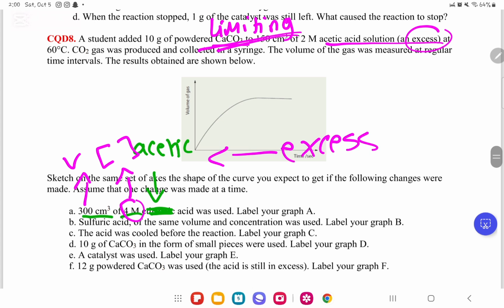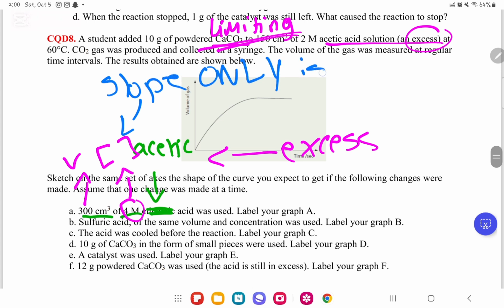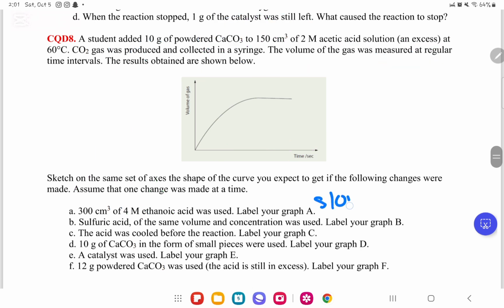So if we increase the concentration of the excess, the slope only is affected, whereas if we increase the concentration of the limiting, it would be the slope S plus the plateau P. So we can see for part A that the slope is increased.